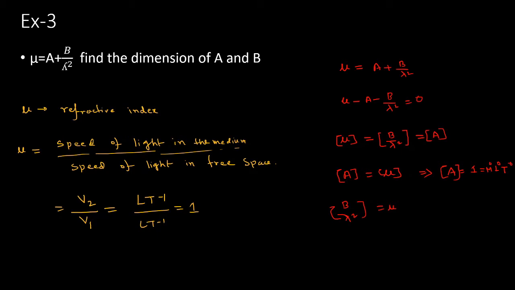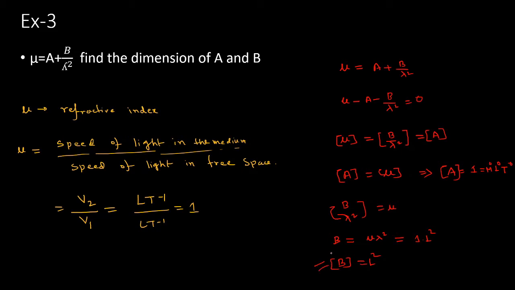Clear, guys? Okay, next is mu equals b by lambda square. So we have to find out the dimension of b. What will be the dimension of b? Mu into lambda square, right? Clear? We know the dimension of mu here is 1. Lambda is L, so lambda square is L square. So guys, what will be the dimension of b? The dimension of b equals L square, right? So it will be the dimension of lambda square. Clear?